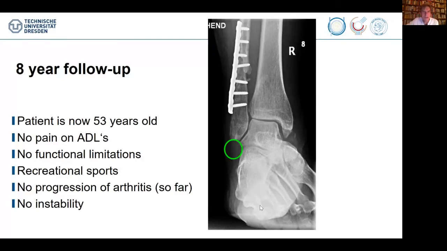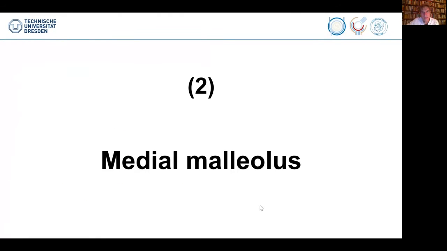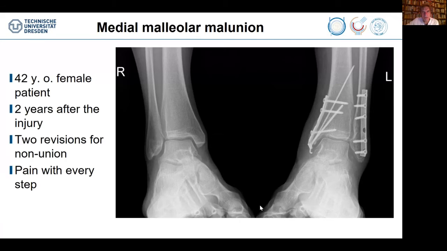And you can see this can work for quite some time. There are some series of more than 10, 15 years without significant progression of arthritis and with very, very few secondary fusions. So this is the medial malleolus, which can be malunited.